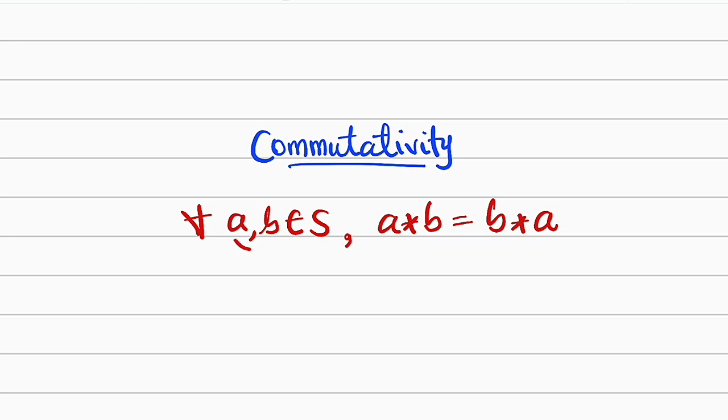So provided the two elements are from the same set, whenever you connect them with such an operation, it is equivalent to reversing the elements with the same operation. If this condition holds, then we say that that operation is commutative under the set S. It could be real numbers, natural numbers, integers, and so on, right?